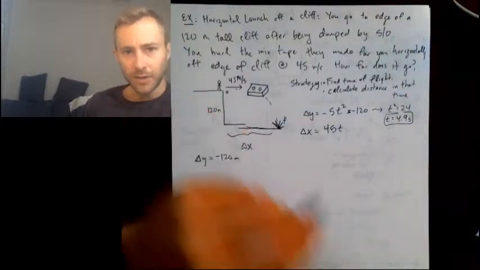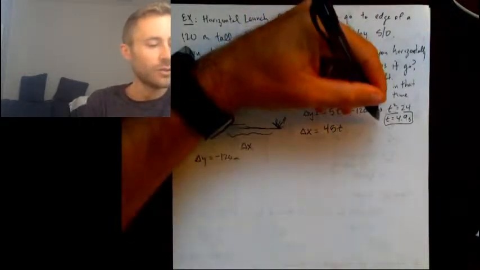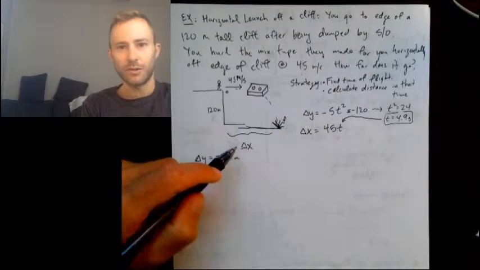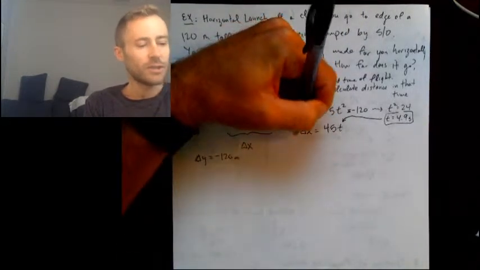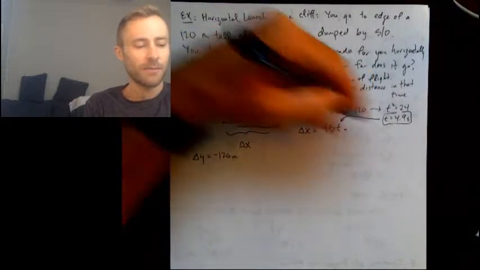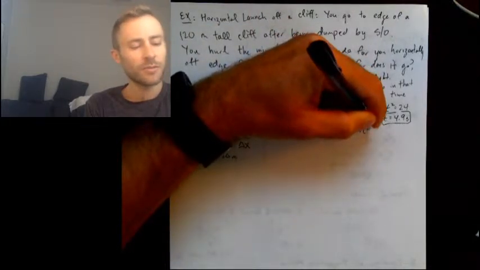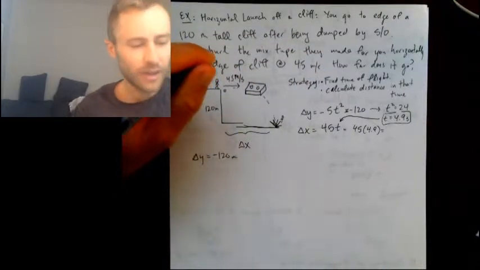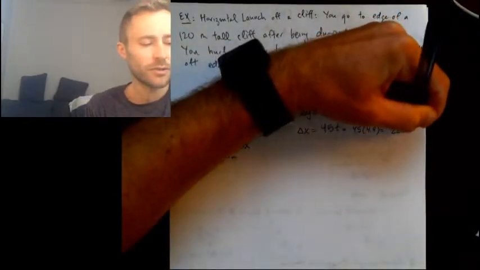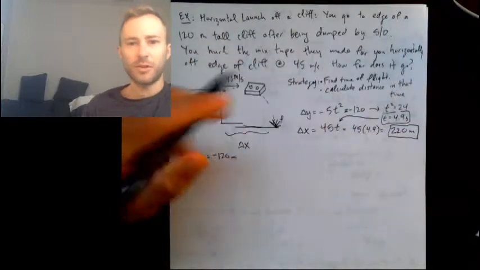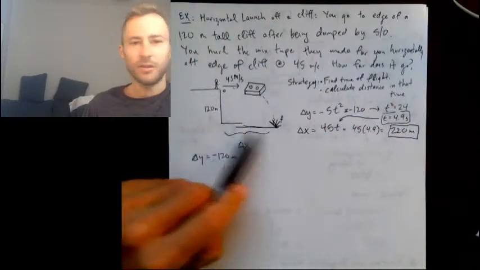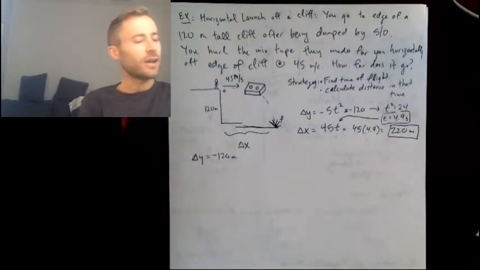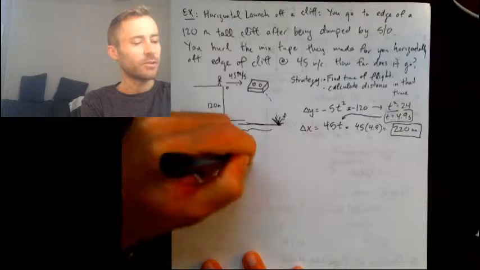Okay? Now that I know the time of flight, I can use that in my delta x equation to figure out how far horizontally it goes. So my delta x is going to be 45 times 4.9, and that's 220 meters. So the mixtape is going to land 220 meters to the right of where it started. Okay? So that is an example of a projectile motion problem.